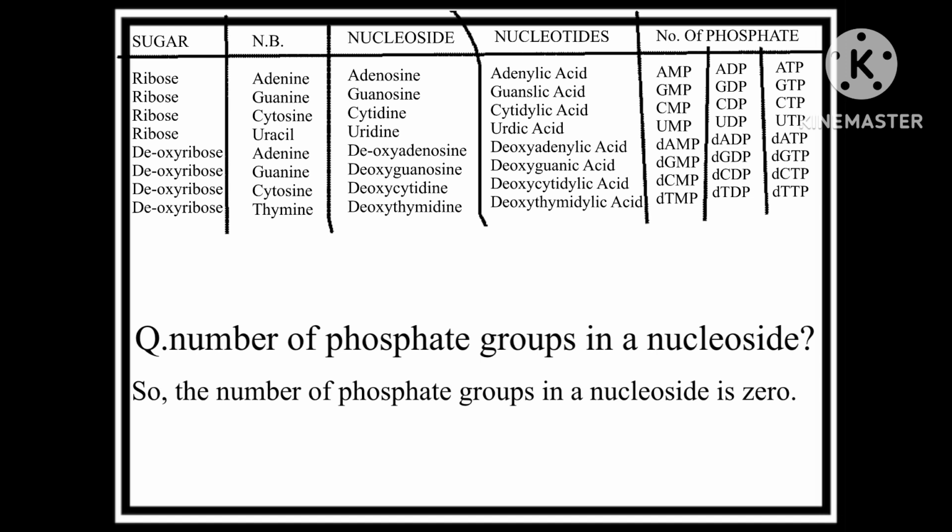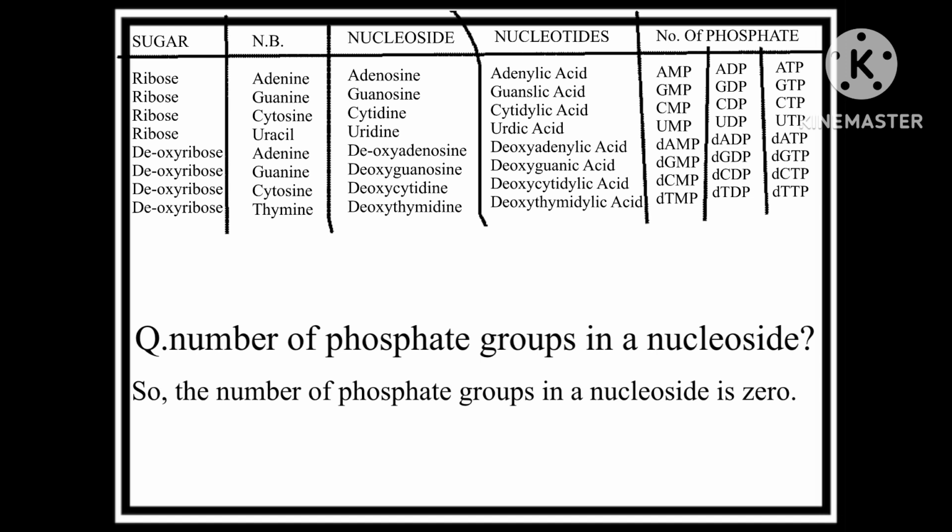So here we have a classification of sugar, nitrogen base, nucleotides, and number of phosphate groups. Here first we have both the sugars, which are ribose and deoxyribose. Then we have all 6 nitrogen bases.